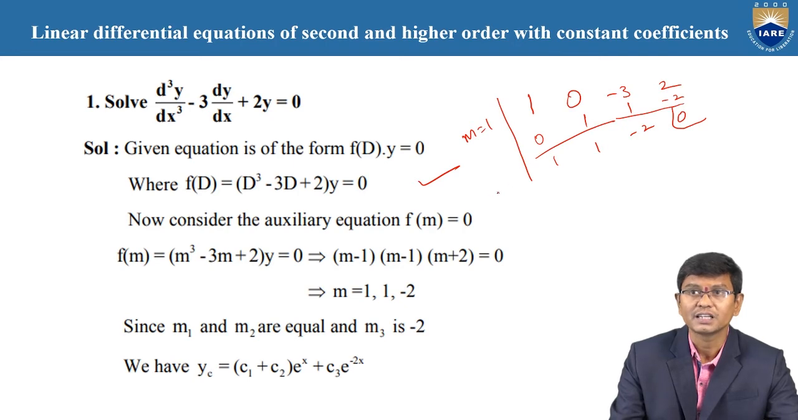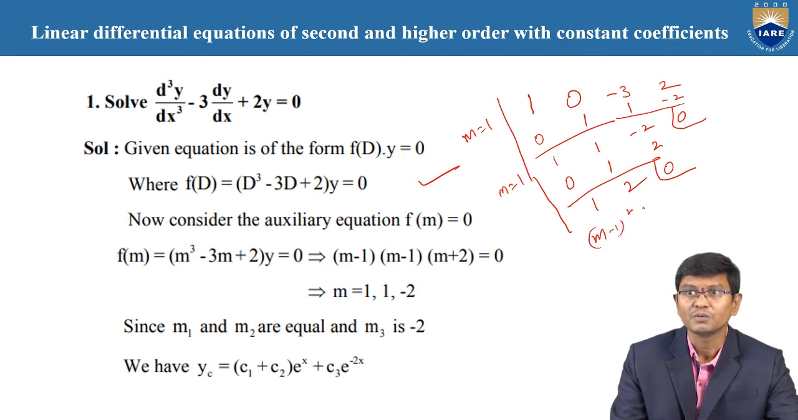And once again, assuming m = 1, we need to find out that the remainder is 0. Consider 1 into 1, it is 1, plus 1 is 2, therefore 2, and the remainder is 0. Therefore, based upon this, the equation is (m - 1)^2 (m + 2) = 0.